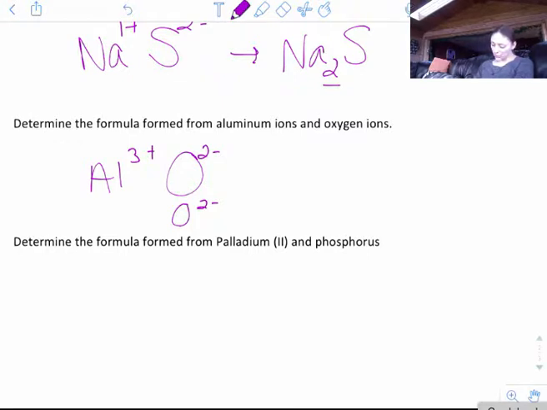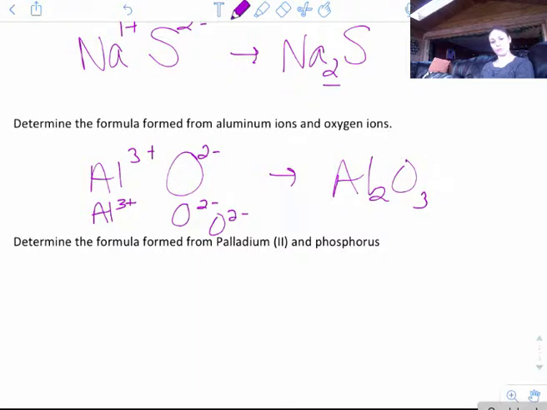So if I add another aluminum to try and equal it out, now I've got 6+, because that ion is always that charge. You can't change the charge. So I have 6+ and 4 negative. I need some more negatives. So I would add another negative, and now I've got 6 negative and 6 positive. So now I'm good. I had 2 aluminums and 3 oxygens, Al2O3.